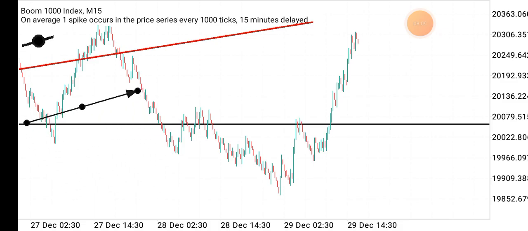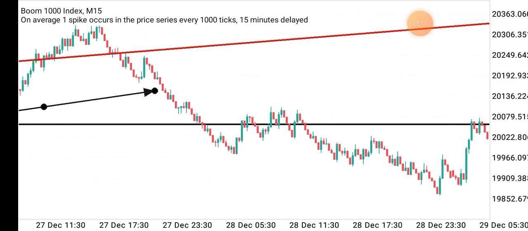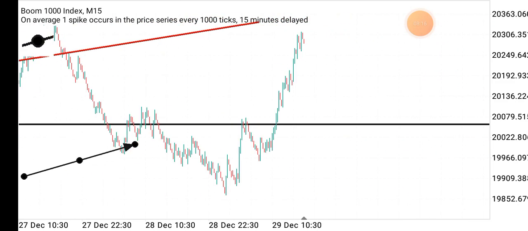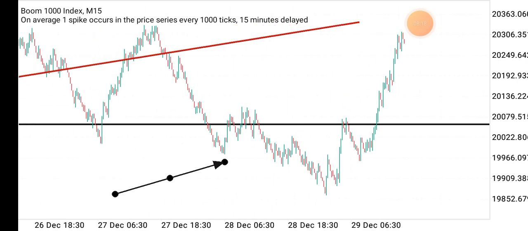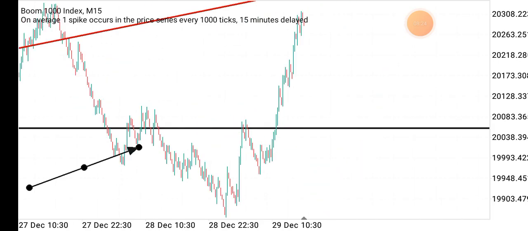Then I also re-entered the trade again. I think I re-entered somewhere here. Let me just check. There's a point I re-entered. Okay, I took my profit somewhere around here. Then the market pulled back and started creating higher highs and higher lows again.